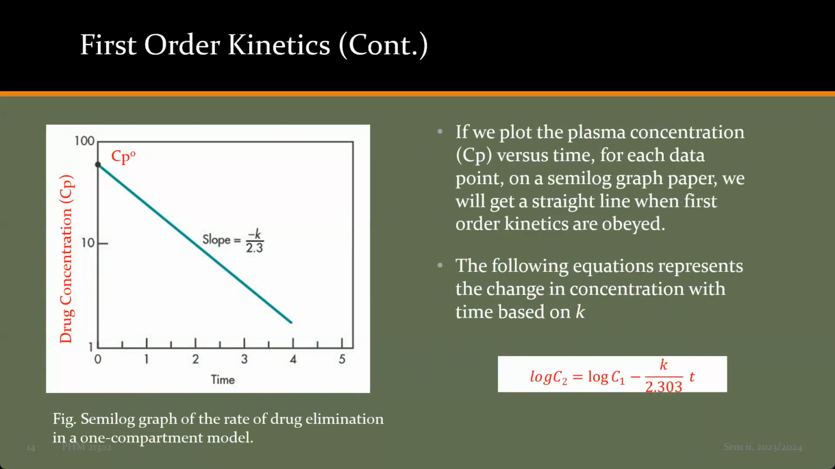You can also plot ln CP versus time, instead of using Excel, for example, or doing it on graph paper. ln will have so many fractions. So some people, before the use of computers, used what we call semilog paper. This is a semilog paper.